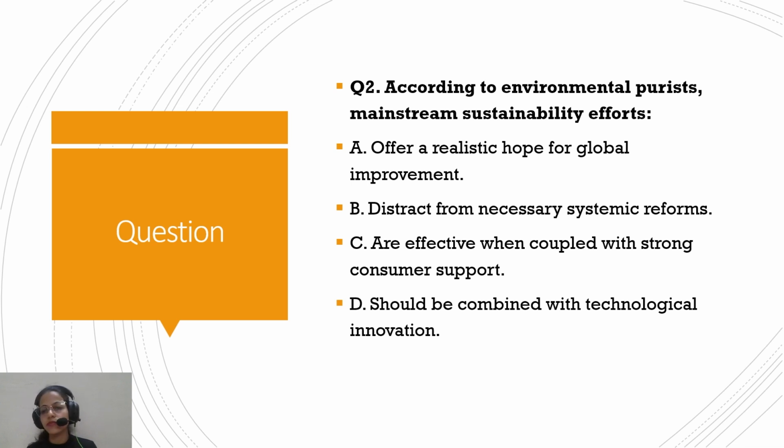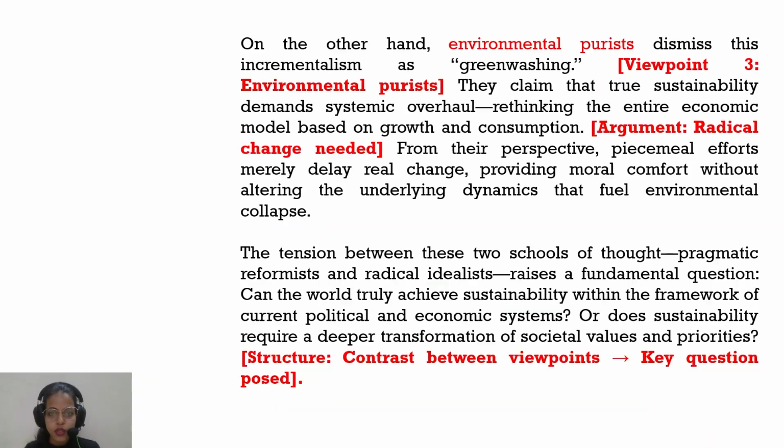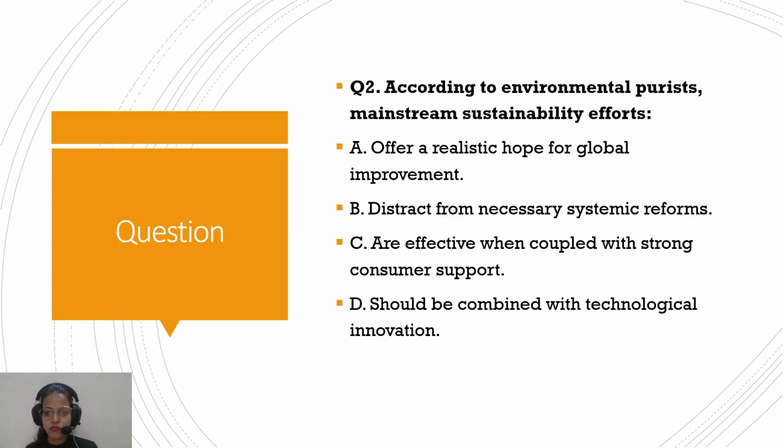So what did the environmental purists say? Okay, I myself forgot what the environmental purist argument was. They claim that true sustainability demands systemic overhaul, rethinking the entire economic system. Option A, offer a realistic hope for global environment. There has been no one view that has been giving a realistic hope for the global environment. All are giving one dimension. So this cannot be the answer.